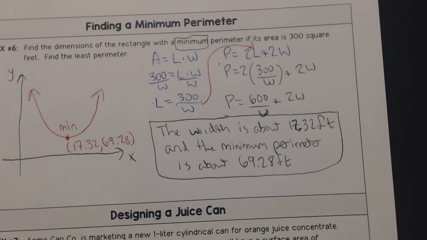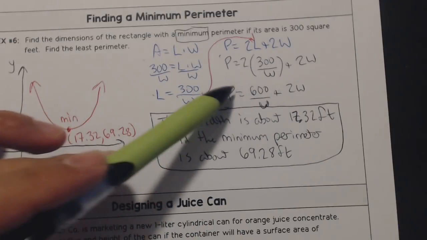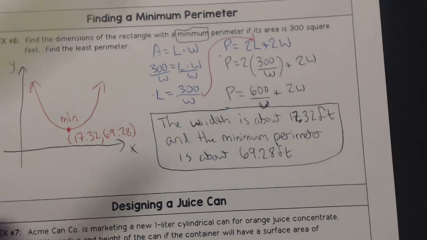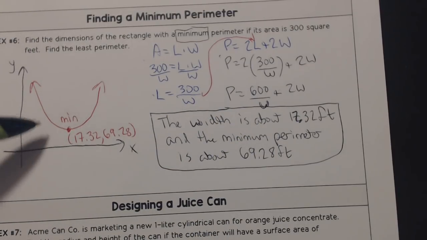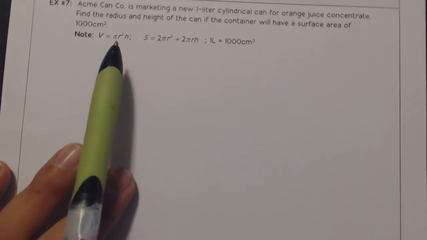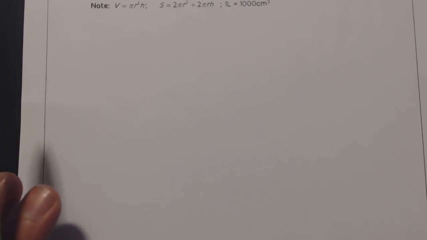Okay, it's not exactly a parabola, but it looks similar. If I were to multiply it out and get a common denominator, I'd get 600 plus 2w squared over w. It's a rational function, so it would look a lot like a parabola, but it's not exactly a parabola. One last example, and we have designing a juice can.